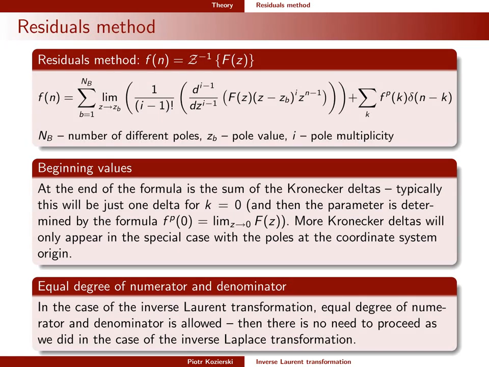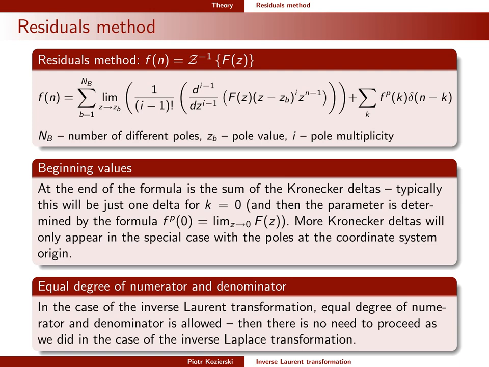We will use the residual method. The appropriate formula is shown on the slide. The basic difference with respect to the inverse Laplace transformation is the variable z instead of s. Moreover, instead of e to the power of st, we have z to the power of n minus 1 in the formula. At the end, one can see the sum of the Kronecker deltas, but in most tasks there will be only one delta, for k equal to 0.